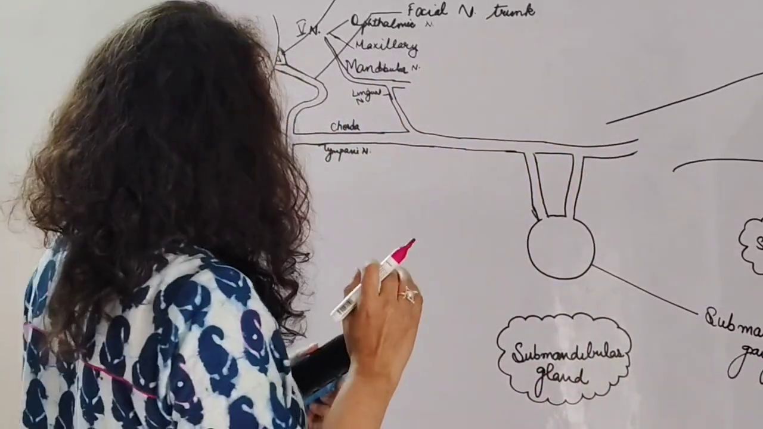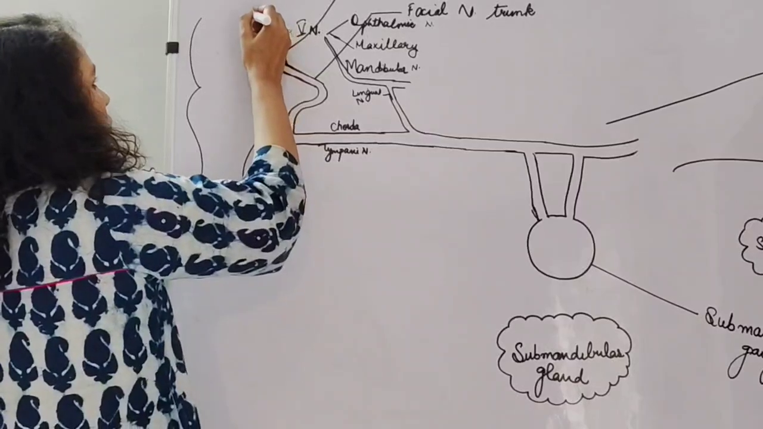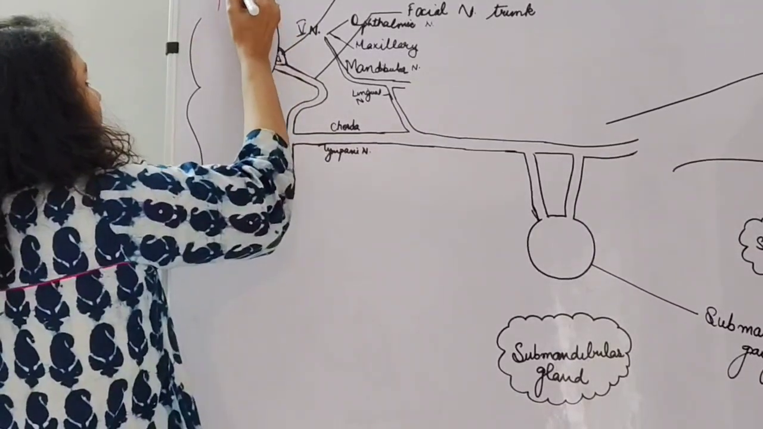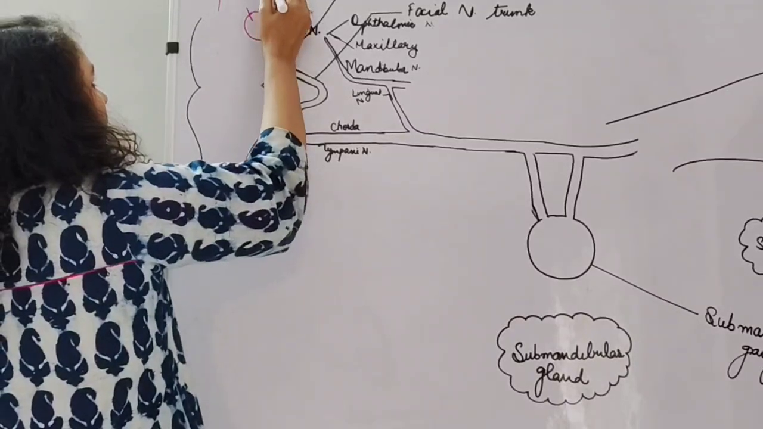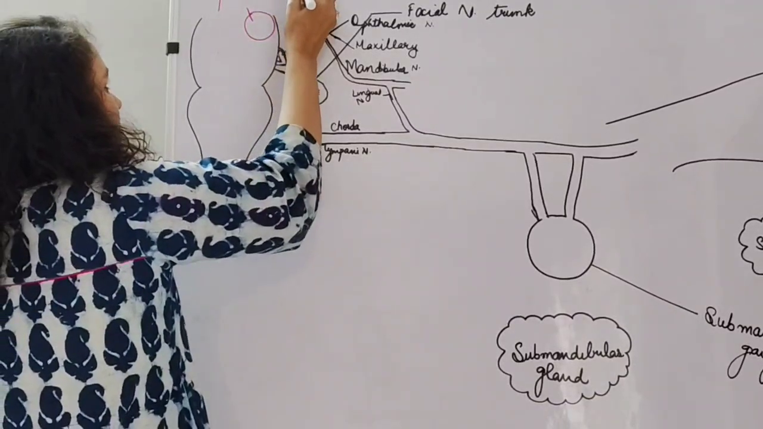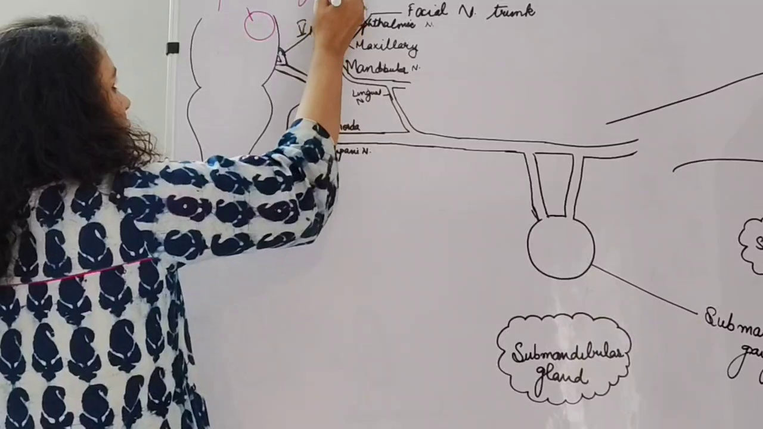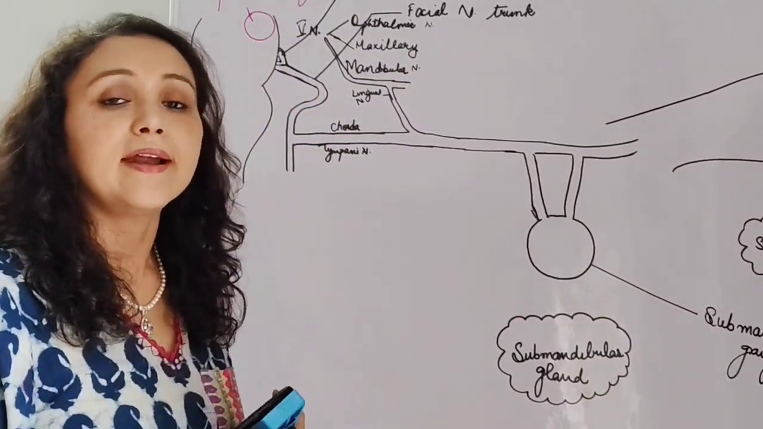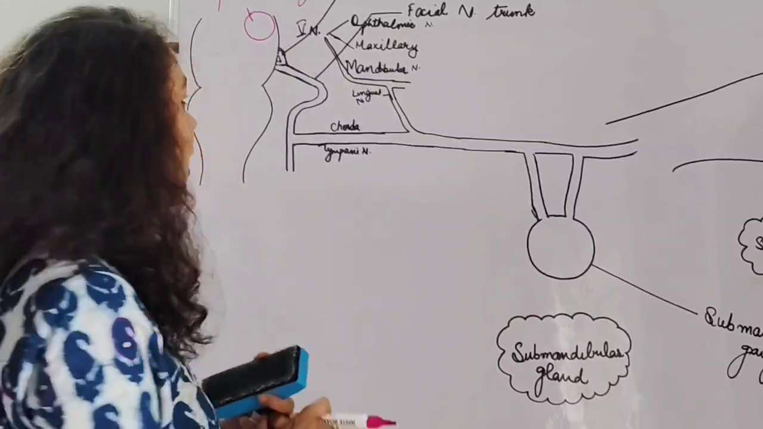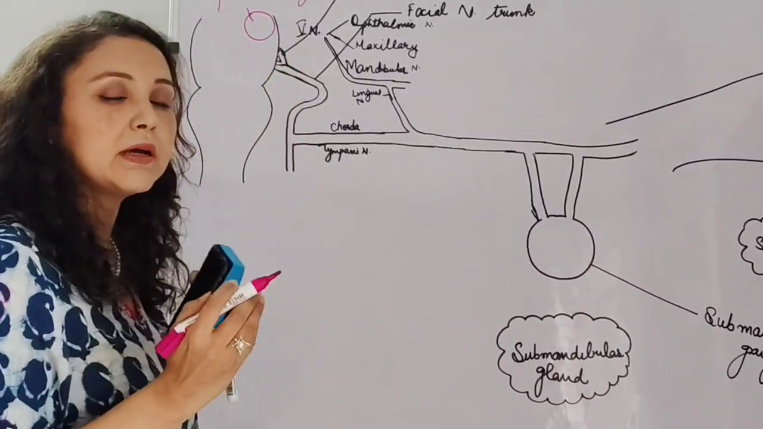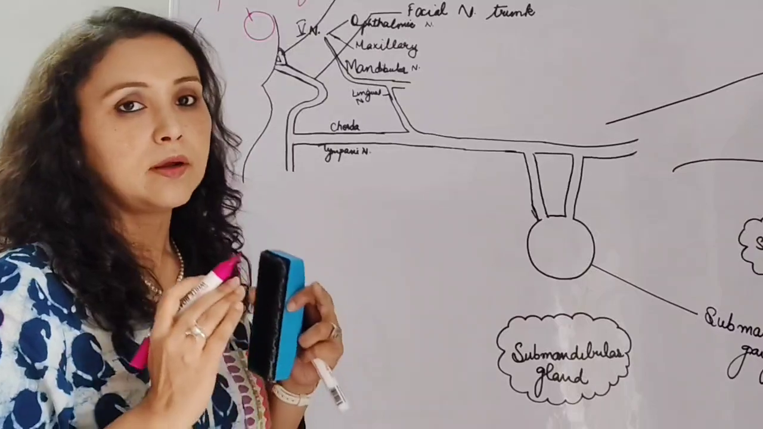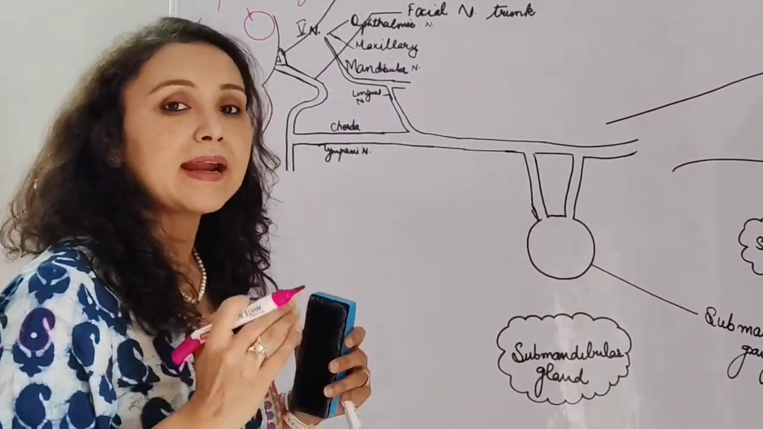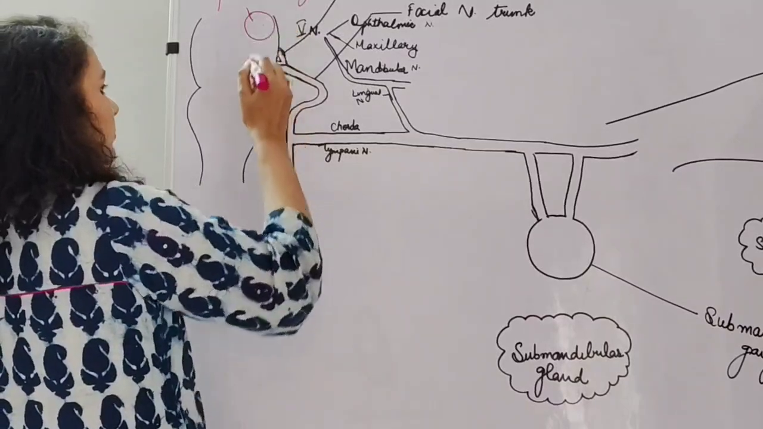The parasympathetic component will start from a nucleus present in the pons. This nucleus is the superior salivatory nucleus because this is related to the secretion of saliva. So we have the superior salivatory nucleus. Like in ciliary ganglion, we had the Edinger-Westphal nucleus. Now again we'll use the same terminology, the preganglionic parasympathetic fibers.